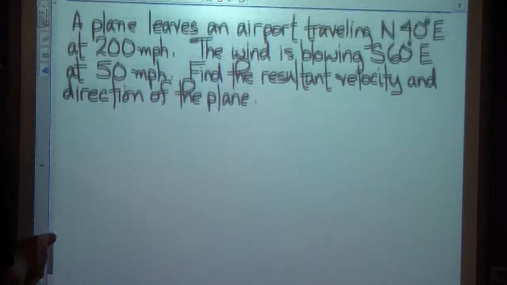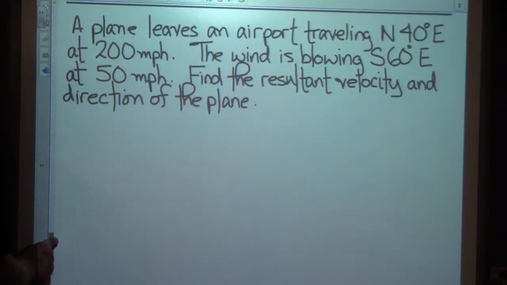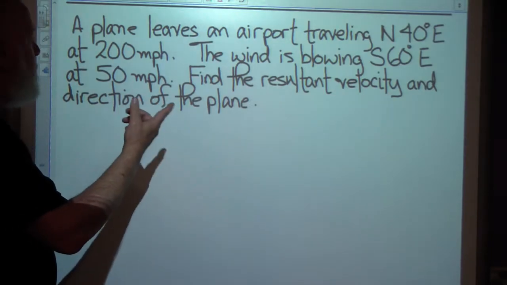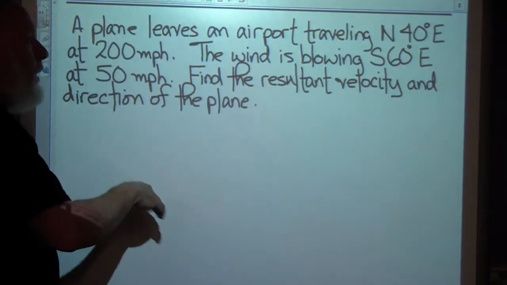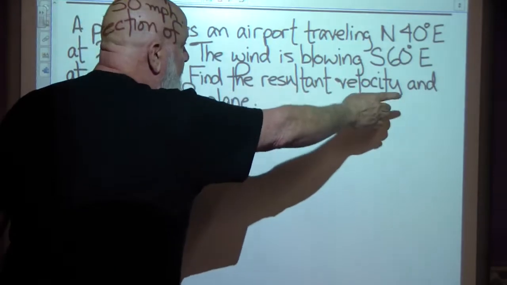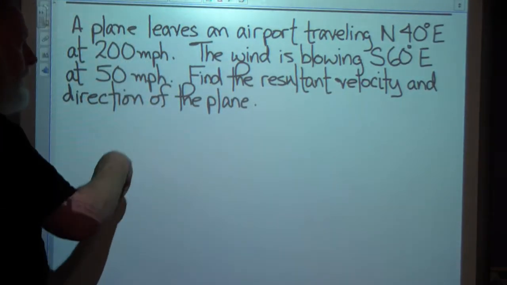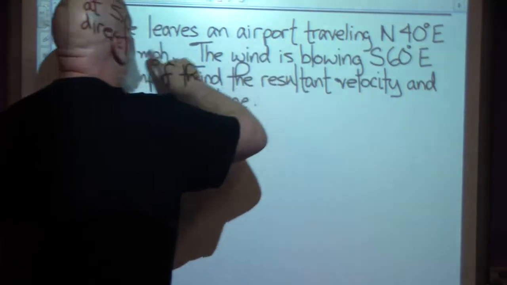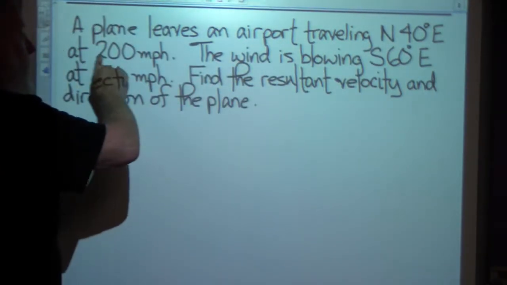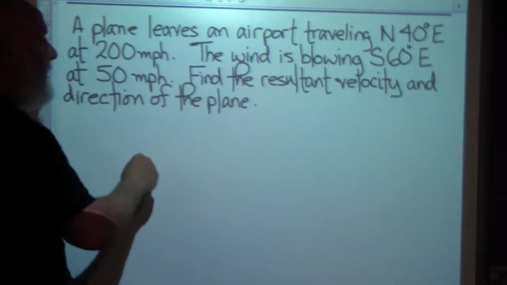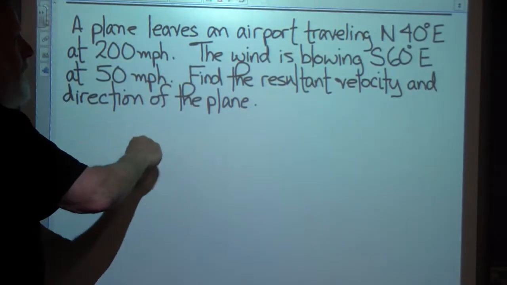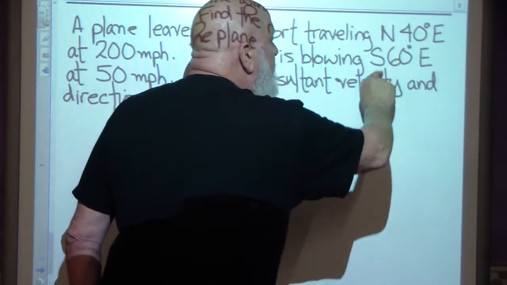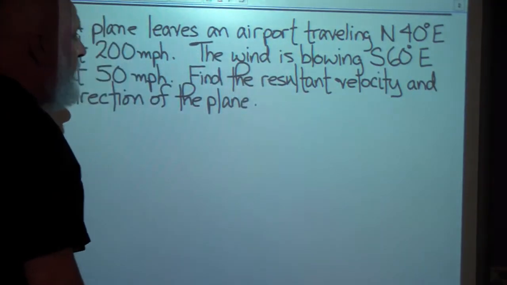Let's take a look at this problem right here. The plane leaves an airport traveling north 40 degrees east at 200 miles an hour. The wind is blowing at south 60 degrees east at 50 miles an hour. Find the resultant velocity. The velocity is the speed of the airplane that's being affected by the wind. So it was going 200, but the wind's going to affect it. And the direction. Well, it was going north 40 degrees east, but the wind going in this direction is going to affect the direction of the airplane.